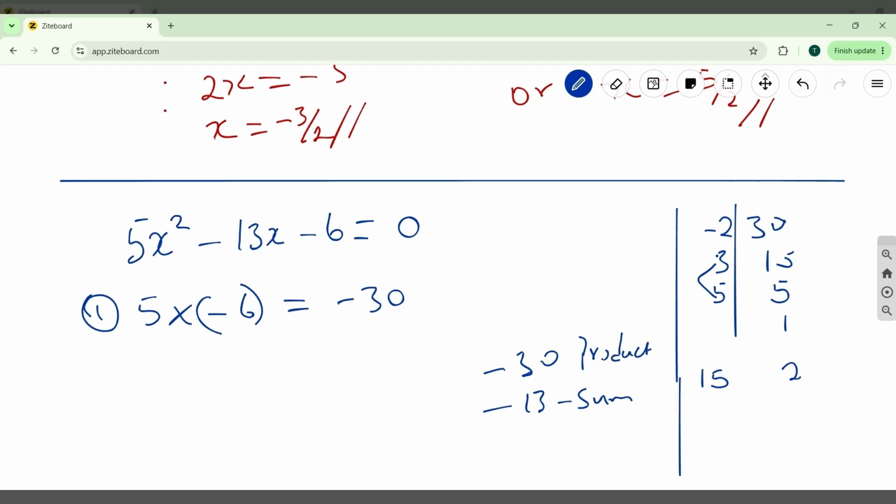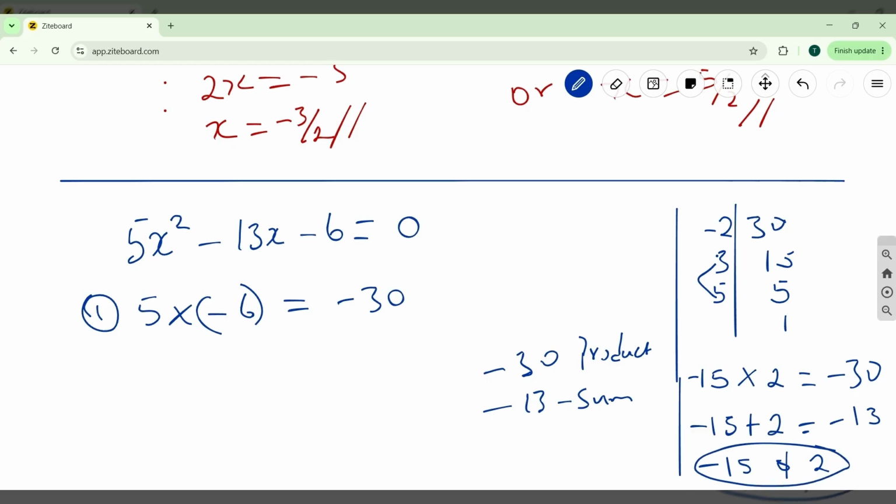So what are those two numbers if I say negative 15 multiplied by 2? Definitely I will have negative 30. What about negative 15 plus 2? Negative 15 plus 2 will definitely give me negative 13. So those two numbers are negative 15 and 2. See how easy that was?